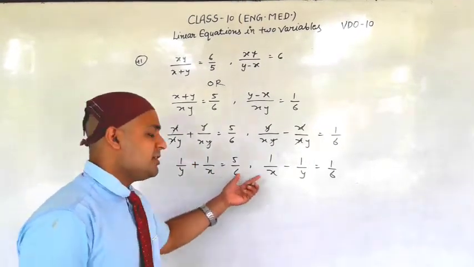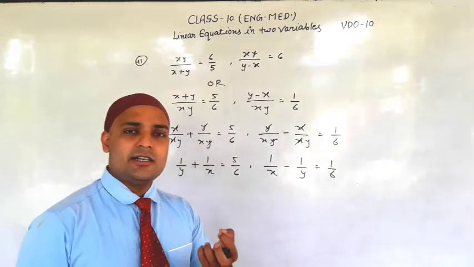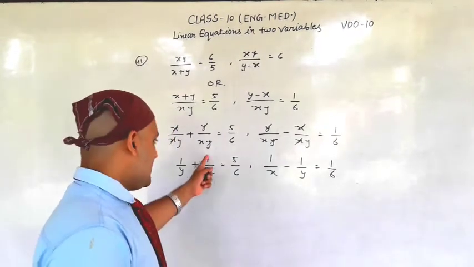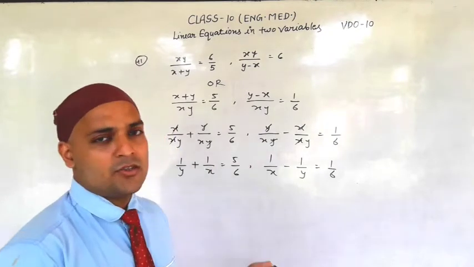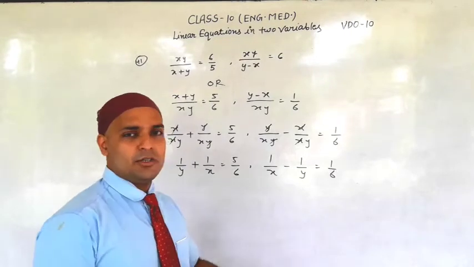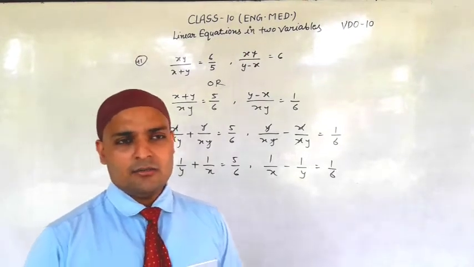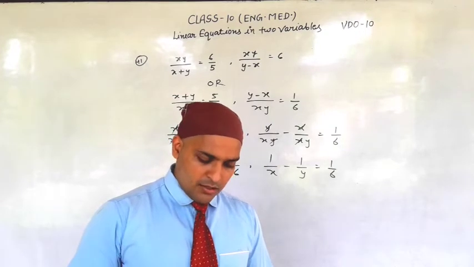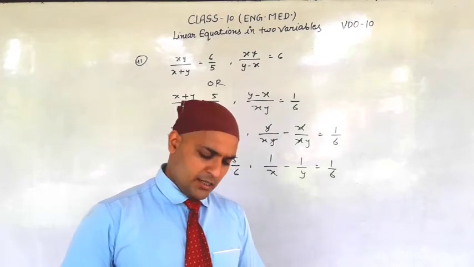Now this is our previous type of question. You can easily let 1 by y is equal to a, 1 by x is equal to b. Solve for a and b. Put the values of a and b here. Then you will get the values of x and y easily because we have solved it before. Okay. Now this was question number 41.